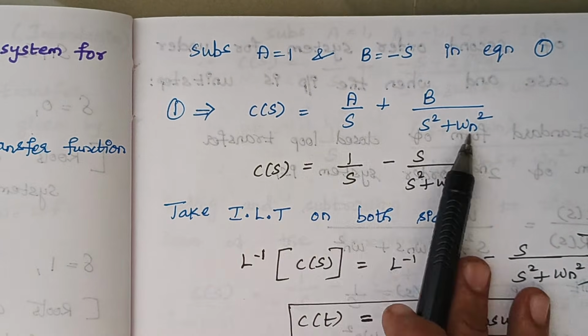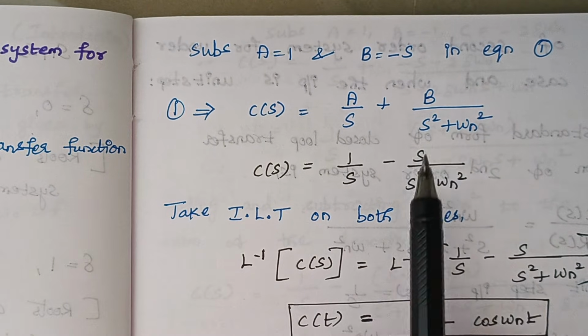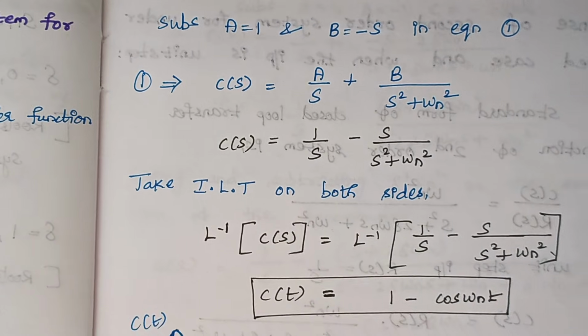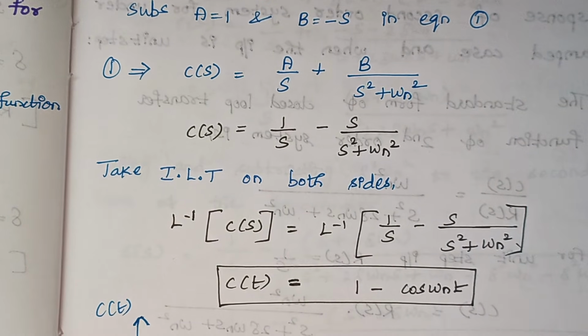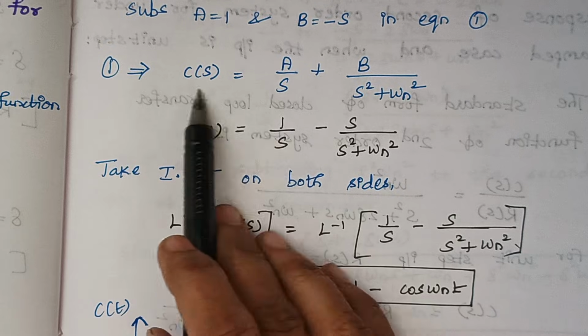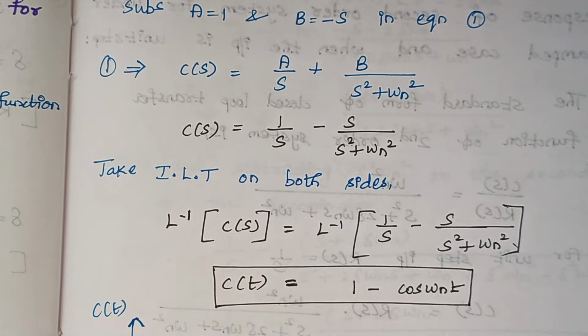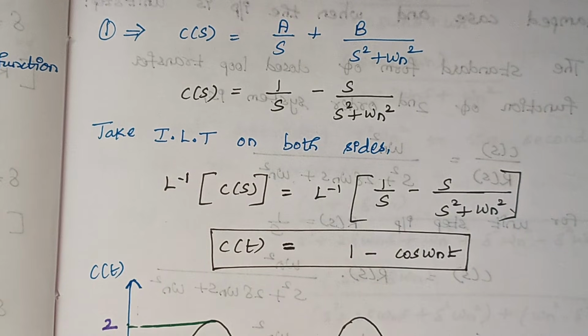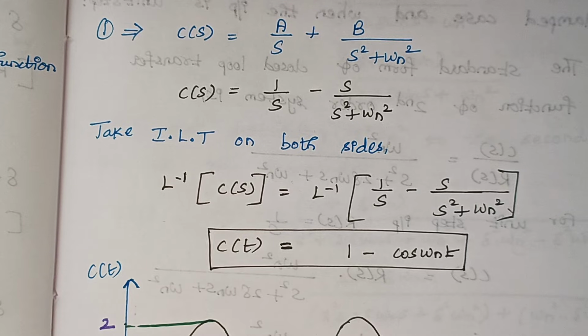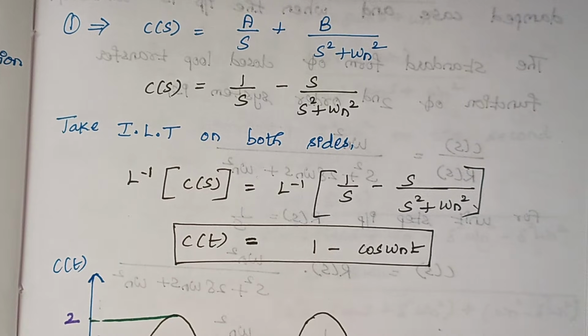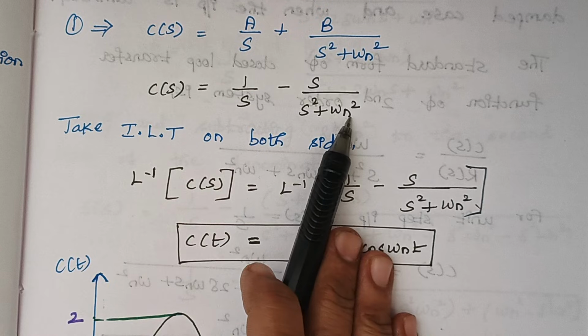This is your equation or expression number 1. So just substitute the values of A and B. So when you substitute the values, here C of S is equal to A by S plus B by S square plus omega n square. So just substitute the values. When you substitute the value, we are having this equation.